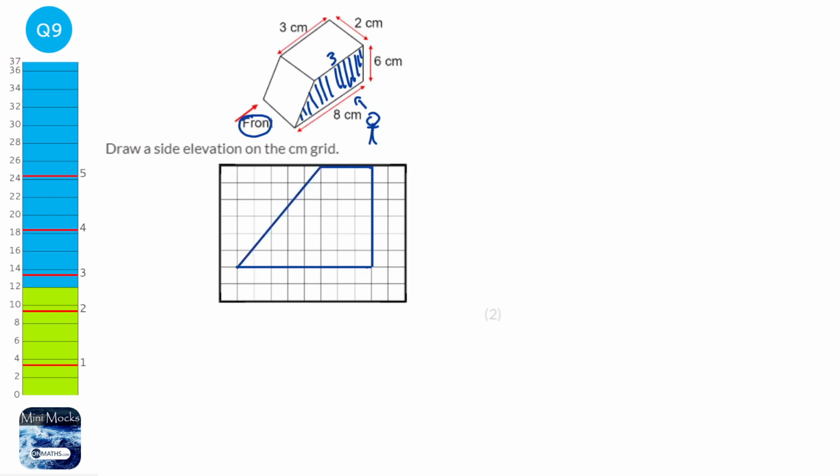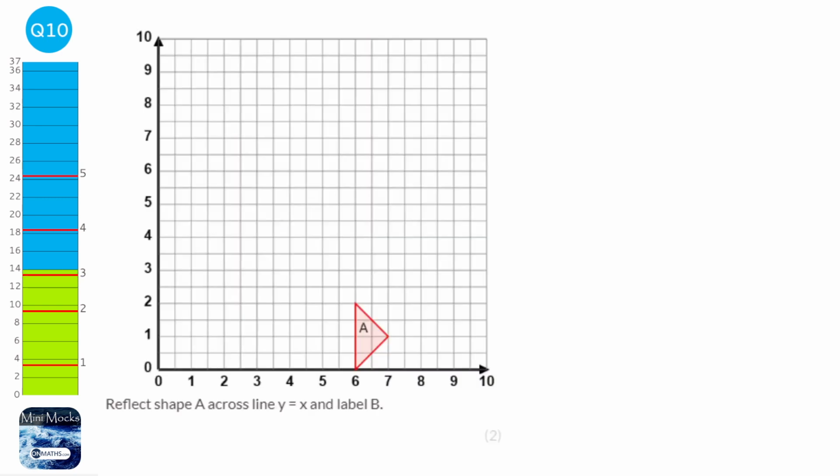So we're asked to reflect this shape along the line y equals x, and y equals x is a diagonal line where all the x values are equal to the y values. So at the bottom here we've got x is 10 and y is 10, so that coordinate would be 10, 10. And then obviously this coordinate 4, 4, etc. So we need to reflect it across this line.